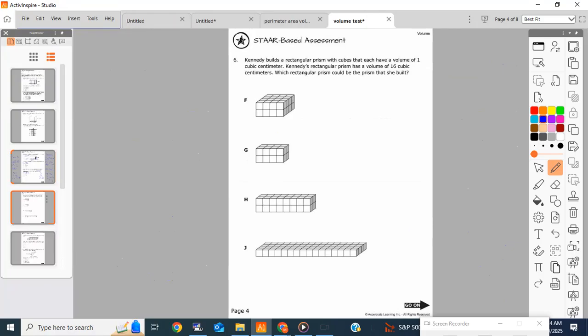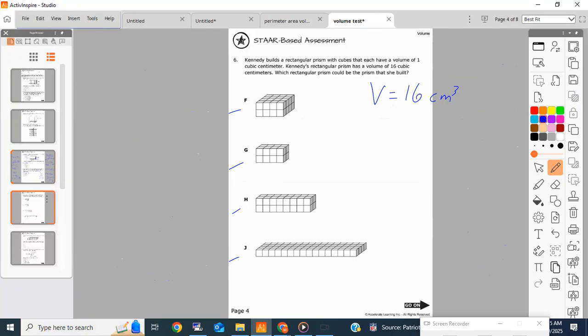All right, let's look at problem number 6. Kennedy builds a rectangular prism with cubes that each have a volume of 1 cubic centimeter. Kennedy's rectangular prism has a volume of 16 cubic centimeters. Which rectangular prism could be the prism that she built? So she built one where the volume was equal to 16 cubic centimeters. So we have to look at each one of these and see if it has 16 cubic centimeters.